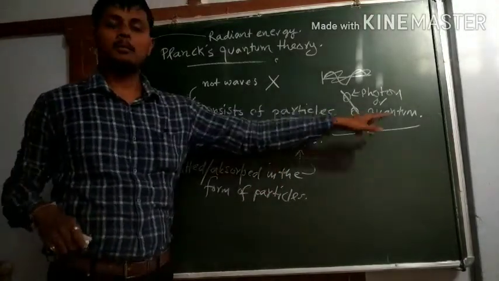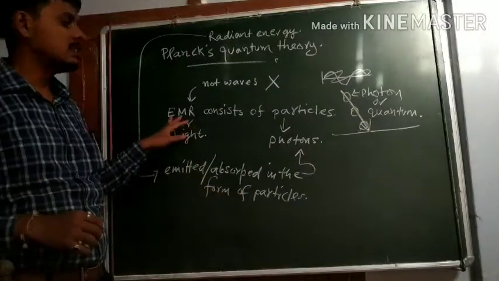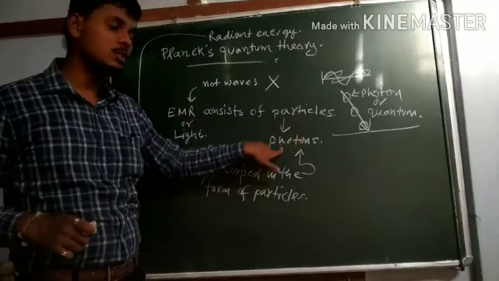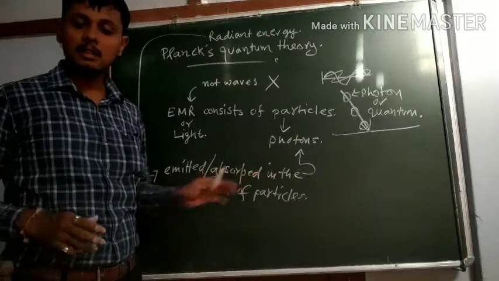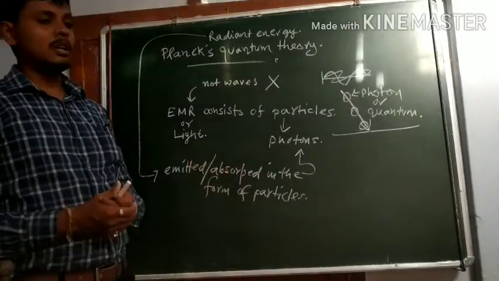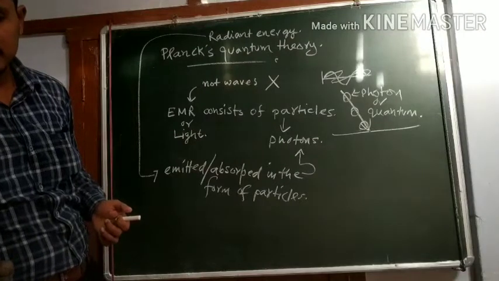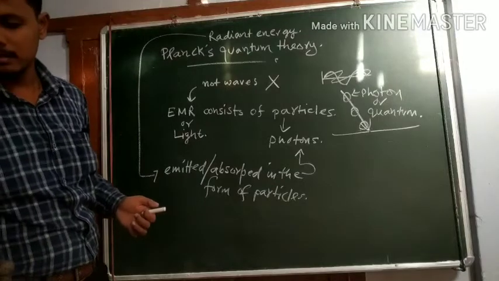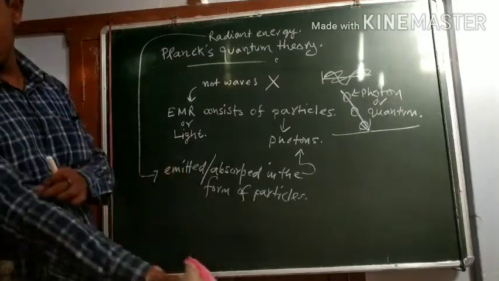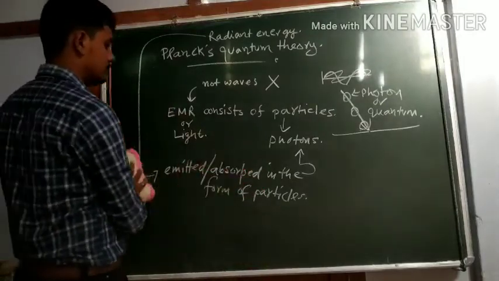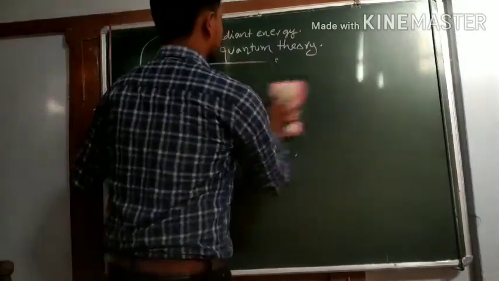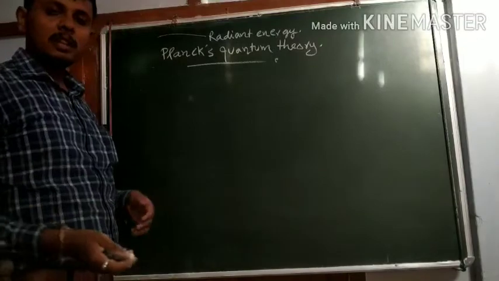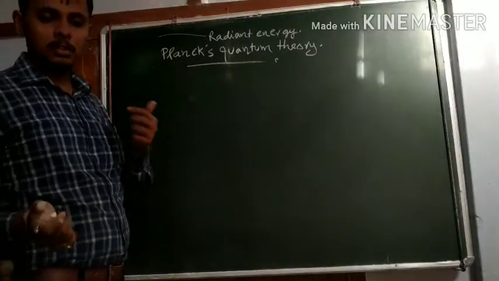Photons and quantum both are the same. That means electromagnetic radiation or radiant energy is composed of particles that are called photons or quantum. Okay, so this is the basis for Planck's quantum theory. Now, radiant energy is emitted or absorbed in the form of discrete particles of energy called photons or quantum.